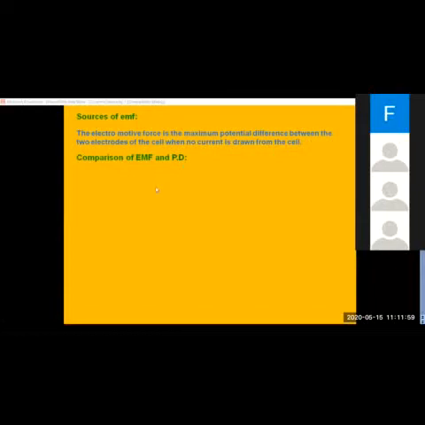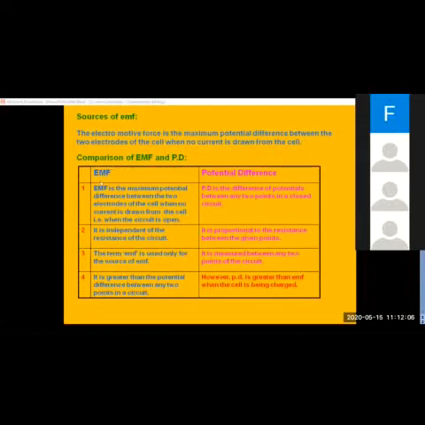PD is nothing but your potential difference. So we will study it under a differentiation table or a comparison table. So first side you have EMF. Full form you are clear. It is electromotive force. Whenever you talk about electromotive force, keep in mind no current should be drawn from the cell. So the first difference is, it is the maximum potential difference between the two electrodes of the cell when no current is drawn from the cell.